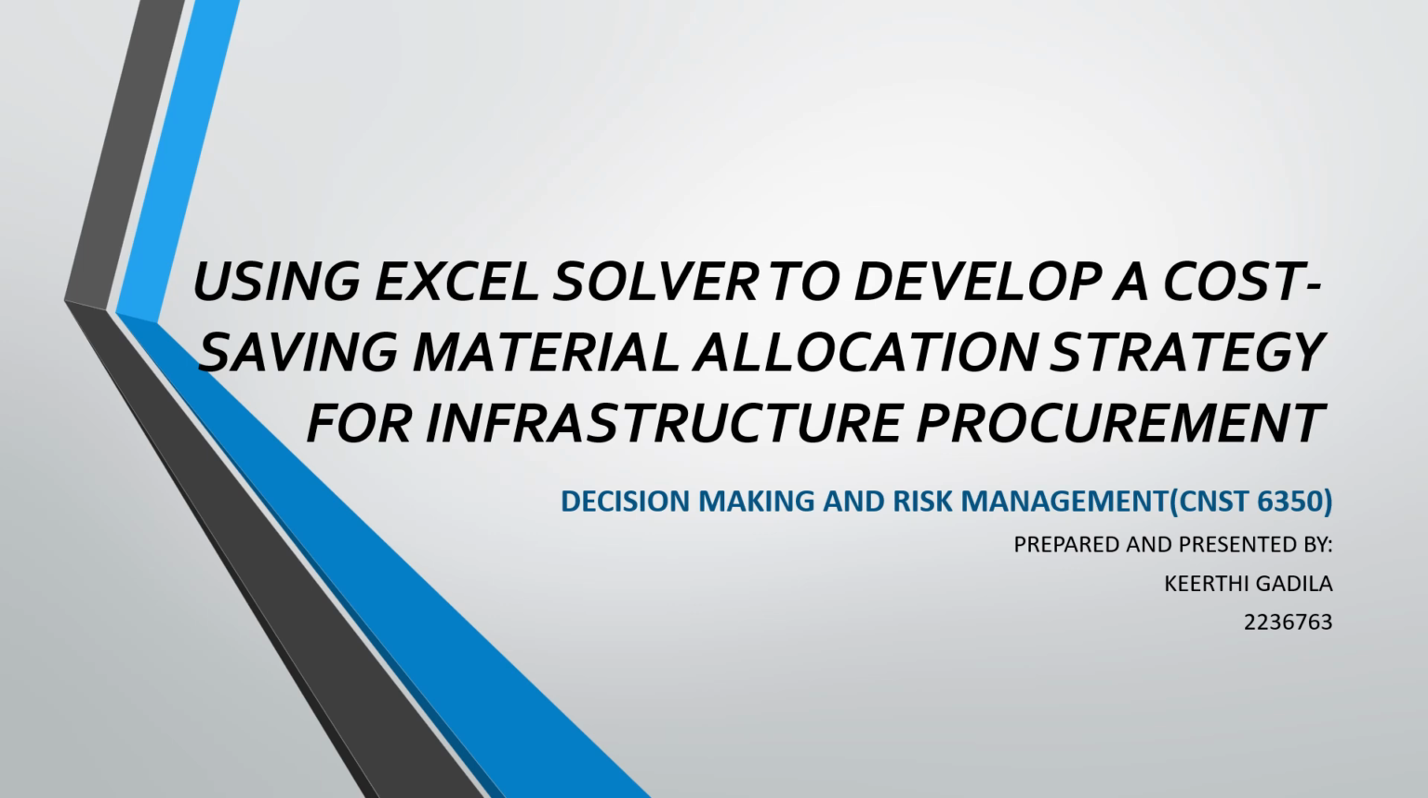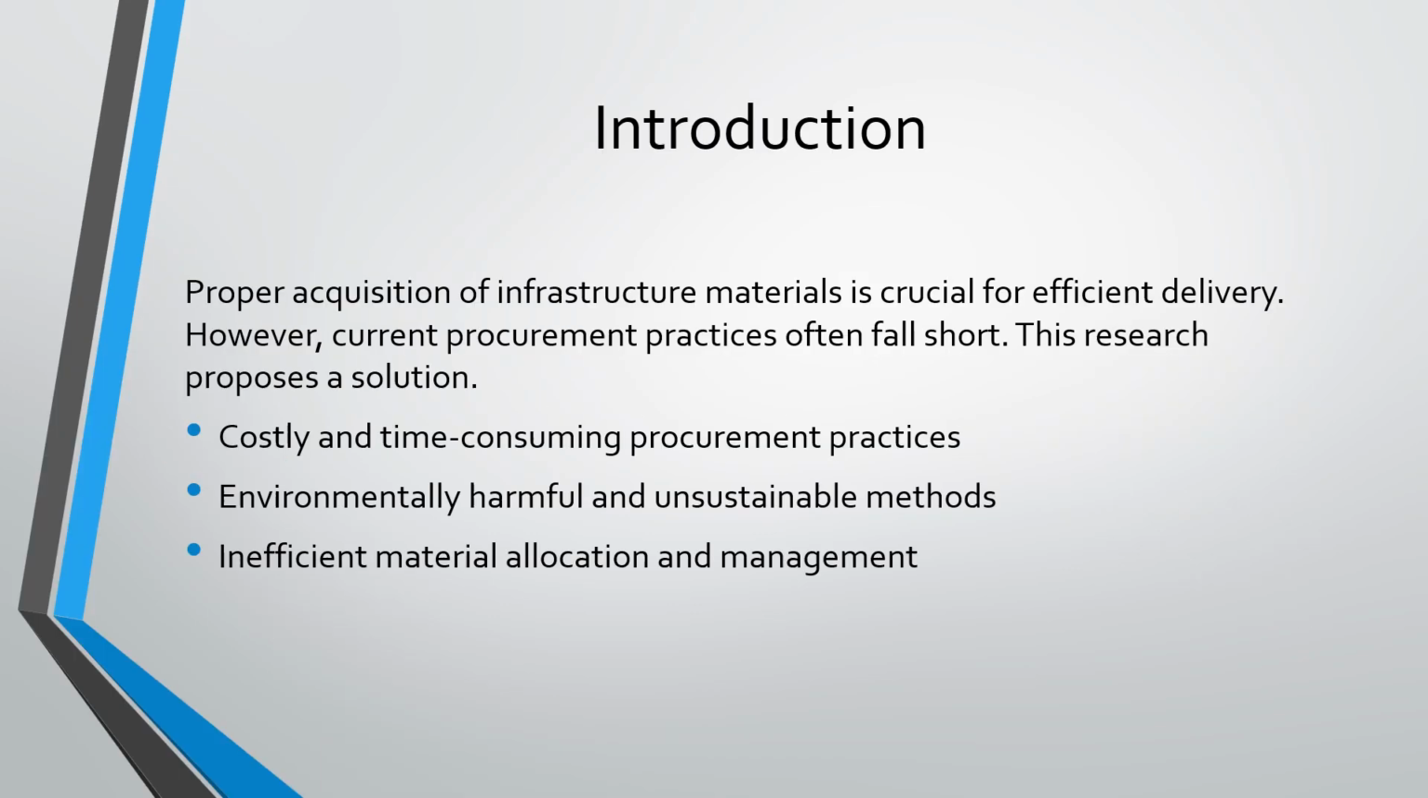Today I'm going to talk about the topic: using Excel Solver to develop a cost-saving material allocation strategy for infrastructure procurement. In the introduction, proper acquisition of infrastructure materials is crucial for efficient delivery. However, current procurement practices often fall short.